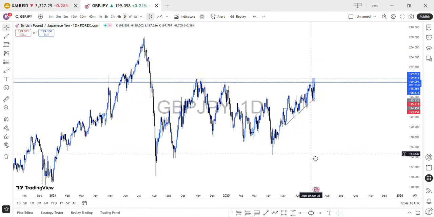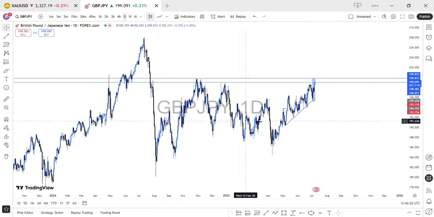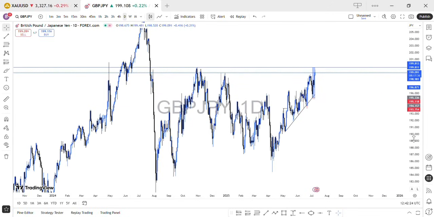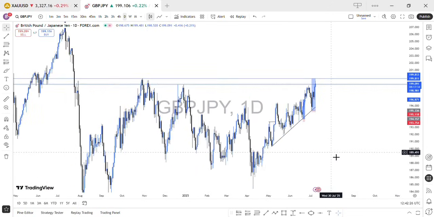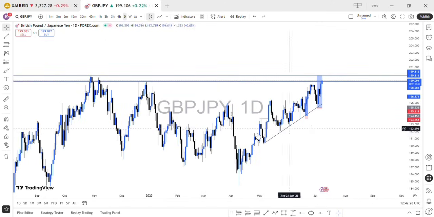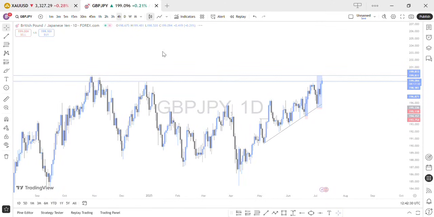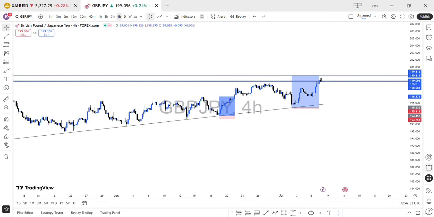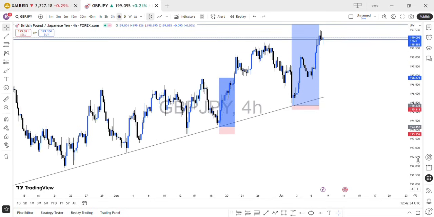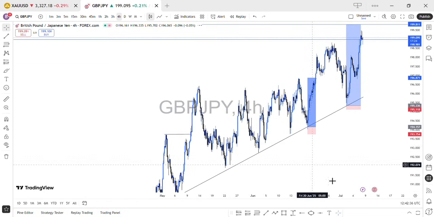So GBP now, this is from the higher time frame over here. This is the daily time frame. Over here you see some trend line, respecting trend line, respecting trend line. I'm going to 4 hours to break it down. So this is it.